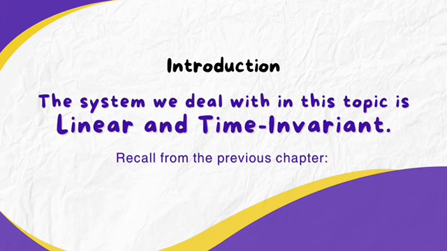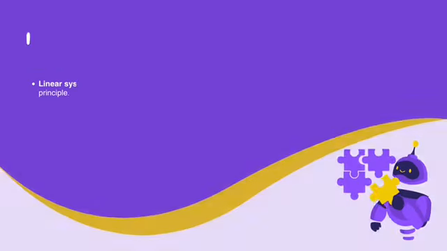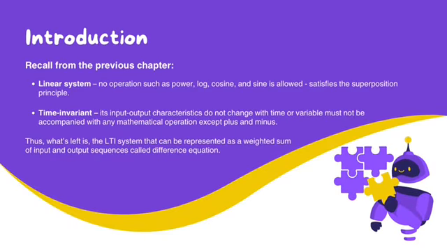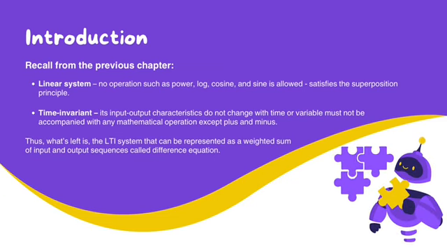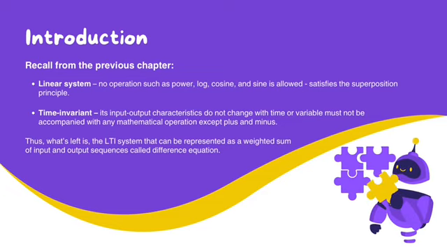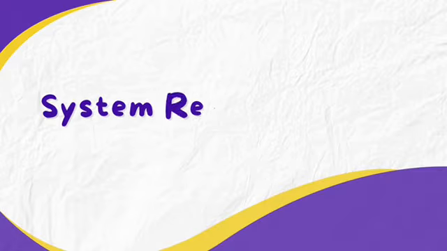So, let's recall from the previous chapter. We learned that in a linear system, no operation such as power, log, cosine, and sine is allowed, and it satisfies the superposition principle. In a time invariant system, the input-output characteristics do not change with time, so variables must not be accompanied by any mathematical operation except plus and minus. Thus, what's left is the LTI system that can be represented as a weighted sum of input and output sequences, called a difference equation.